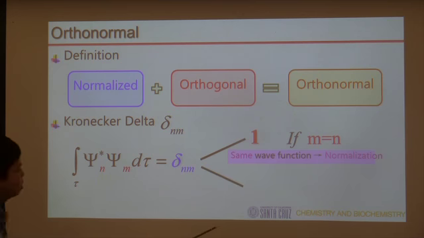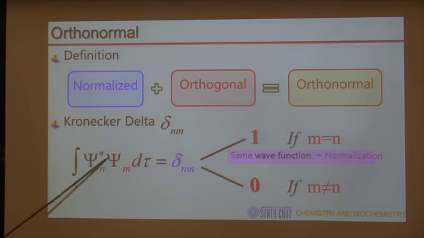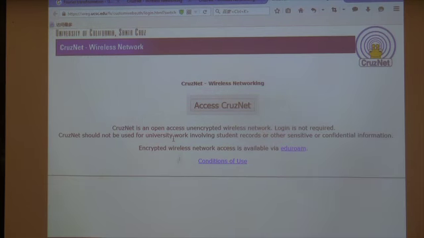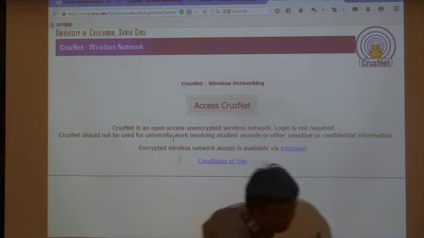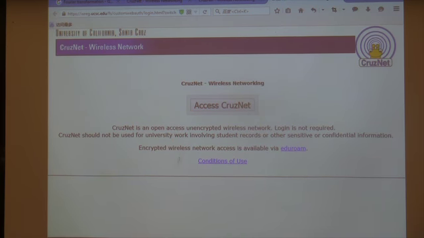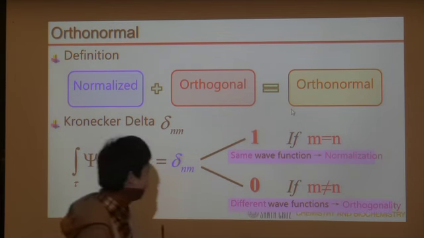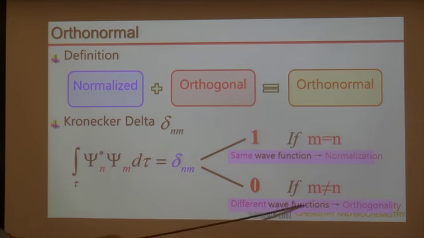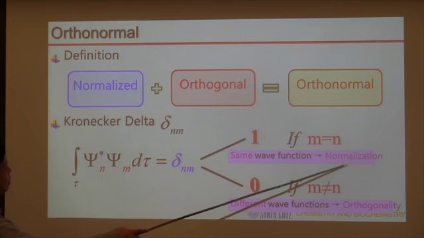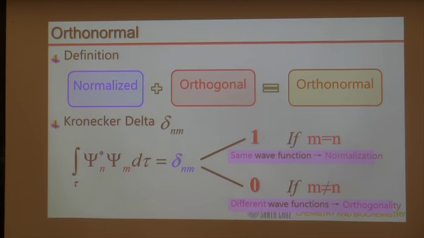The second layer is that it equals 0 if m is not equal to n. Looking back here, m not equal to n simply means there are two different wave functions. So for different wave functions, we talk about orthogonal or not orthogonal. Orthogonal plus normalization gives orthonormal.